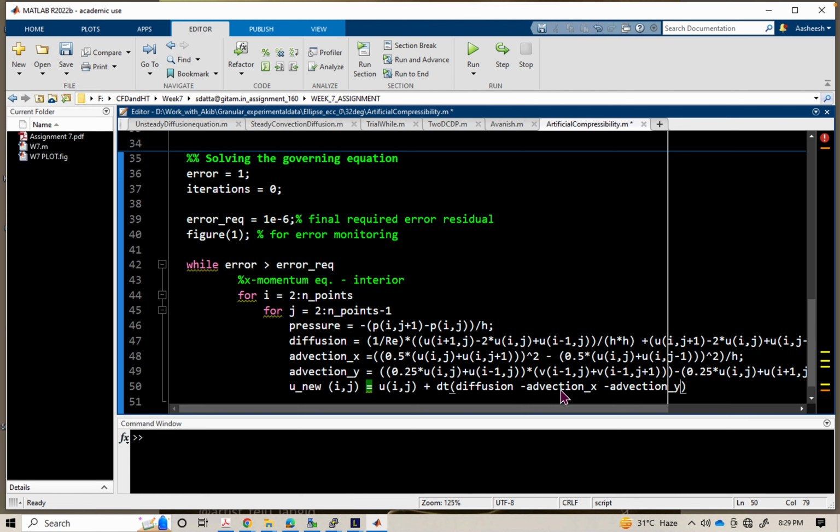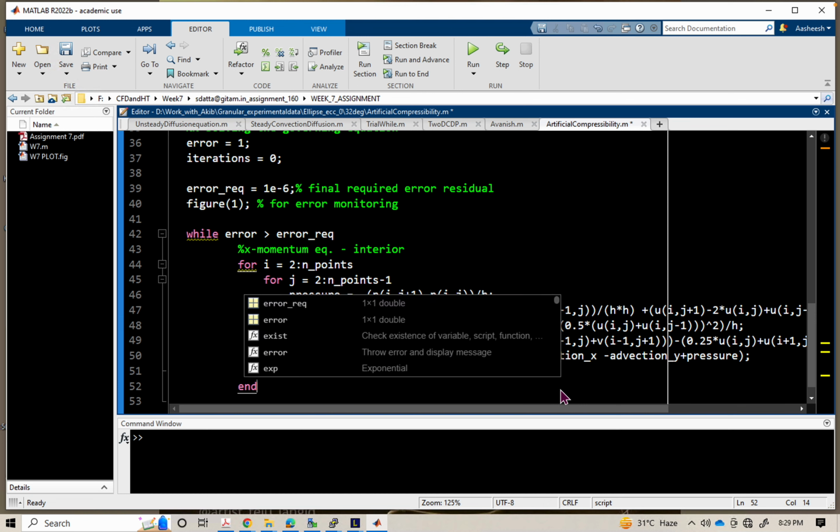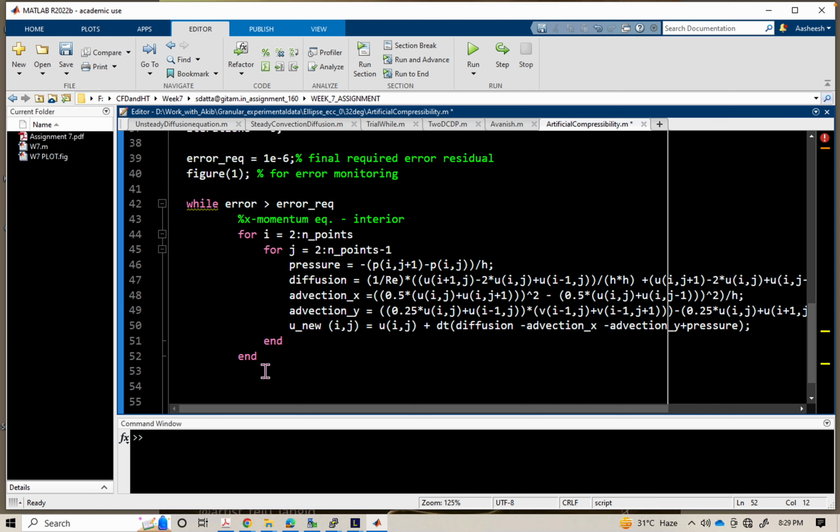or plus pressure. These terms already defined here, and then we will write end of this for loop. So this is for all the things are defined for this calculation, new values of new calculation, and let me see, it is a big code actually.